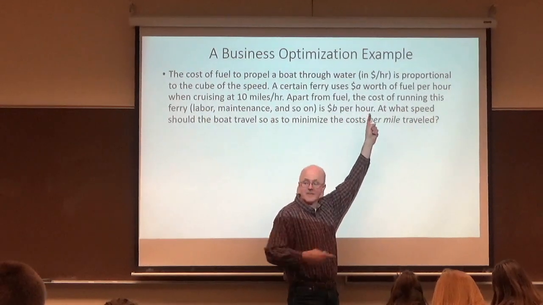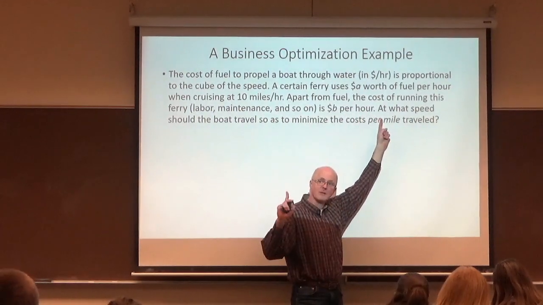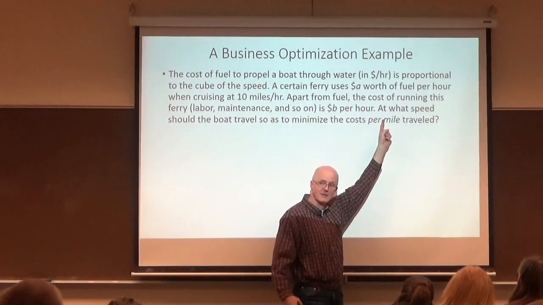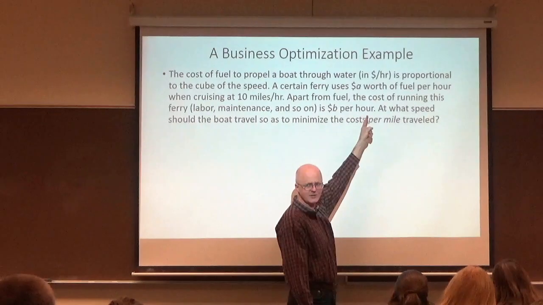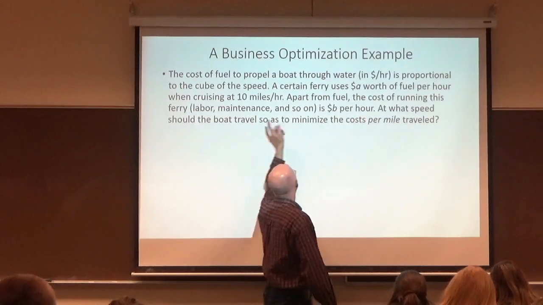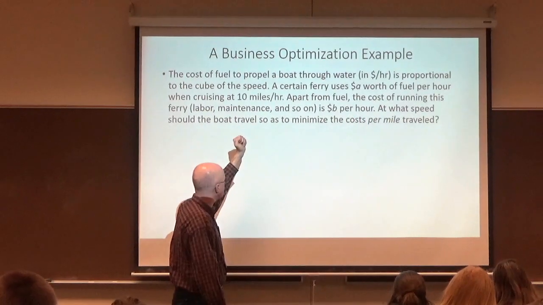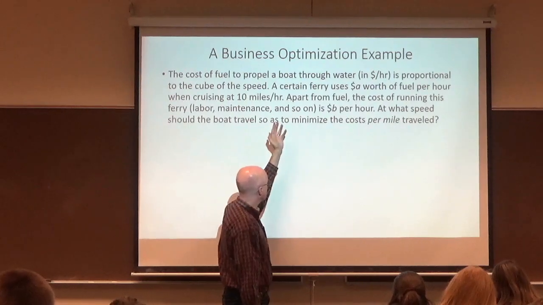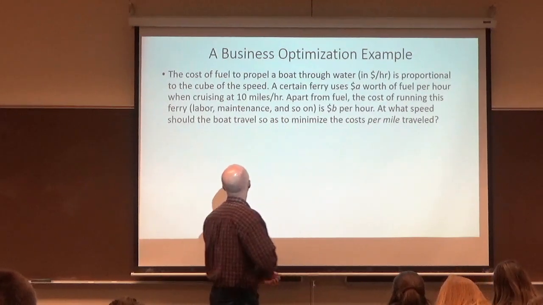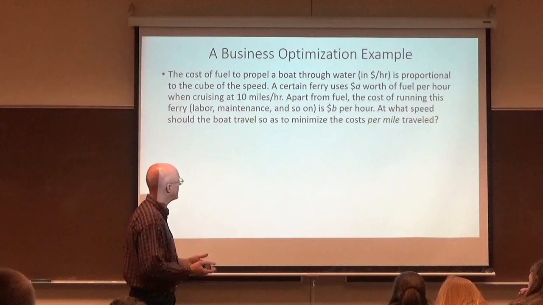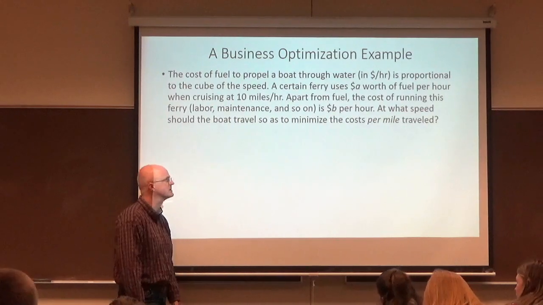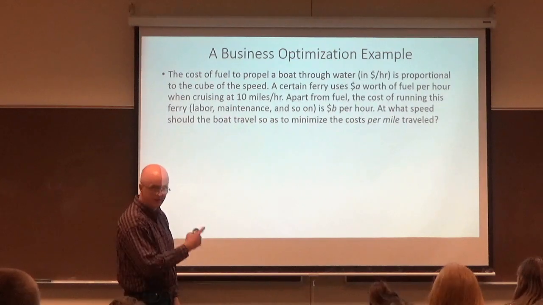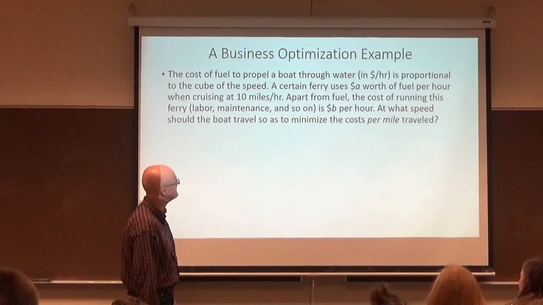This is taken from the book. I'm going to assign this problem, but you're going to have particular numbers, like we've been doing recently. You're going to have a particular number for A. I think it's $100 worth of fuel per hour when cruising at 10 miles per hour. But then again, we have these other costs. Apart from fuel, the cost of running the ferry, labor, maintenance, and so on is B dollars per hour. I think in your problem it's $675 per hour, if I'm remembering correctly. We'll look at it in another slide actually.